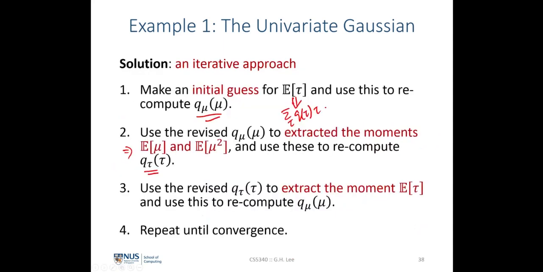And then once we have successfully computed q tau, we'll use this q tau to extract the moment of the expectation over tau and use this to recompute q mu again. So this will iterate back to the first step. And then we'll repeat these two steps until we see no significant changes between the probability distributions of q mu as well as q tau.